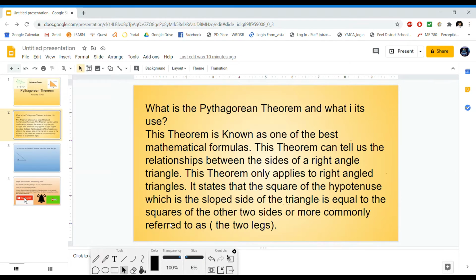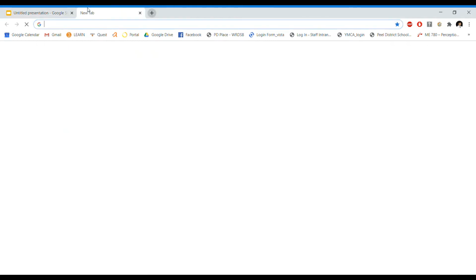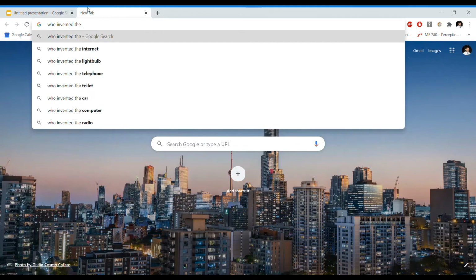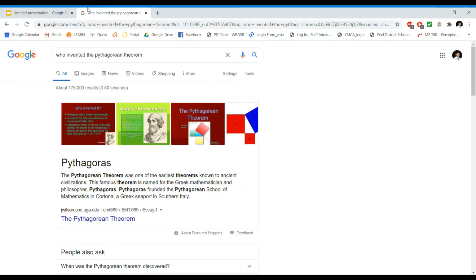This theorem is known as one of the best mathematical formulas in mathematical history. It was invented by a person, and you can quickly search up who invented the Pythagorean theorem. It was a person named Pythagoras. Sorry if I didn't pronounce that right.